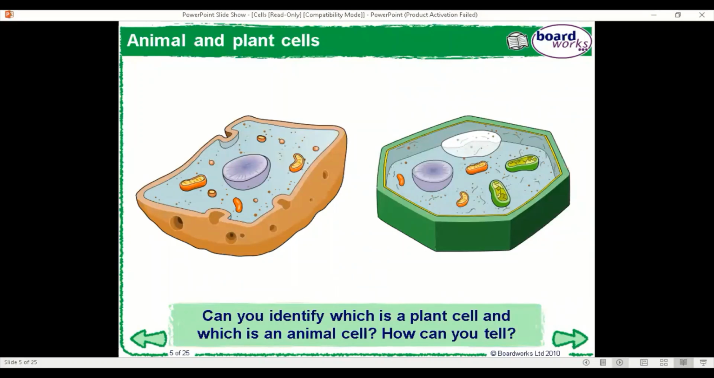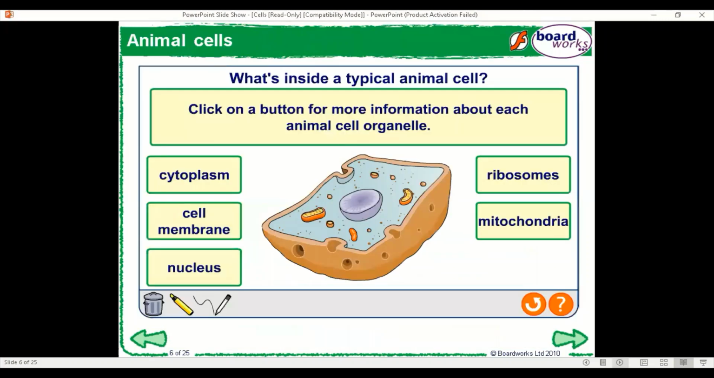Now, this is where we start to identify plant and animal cells and to be able to distinguish between the two. It says to identify which is a plant cell and which is an animal cell. Well, I think this one being green would be a bit of a giveaway, really. And it's also got a cell wall. That would be a plant cell. What I want you to be familiar with here is what these structures do.